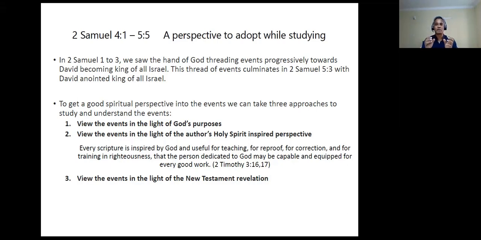So very often you will see the author giving you some editorial information. These events happened. This is how you're supposed to view it. This is what it means. Okay, so search for that perspective.